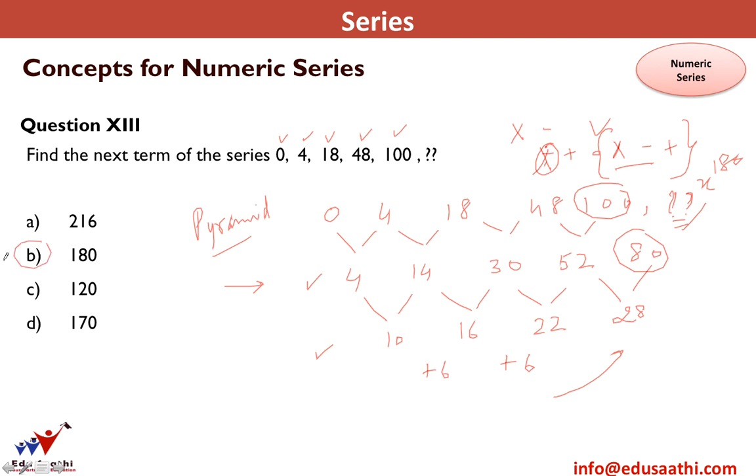What is the correct answer here? 180. If you are finding it difficult, this 52 was what? 100 minus 48. This 30 was what? 48 minus 18. Similarly, this 80 would be what? This x minus 100. So if 80 is equal to x minus 100, then x is 180.